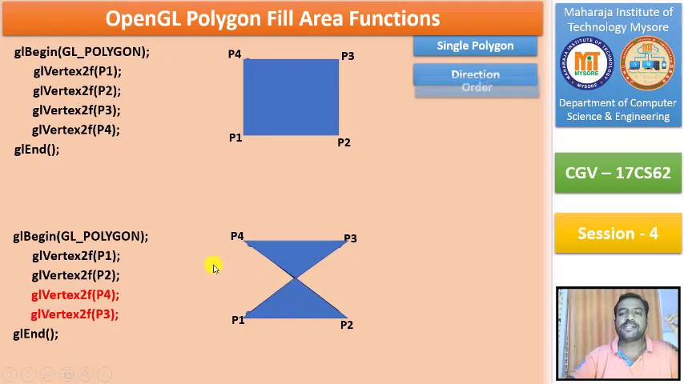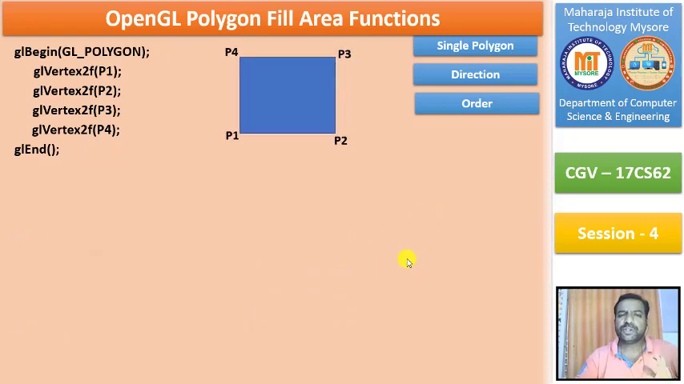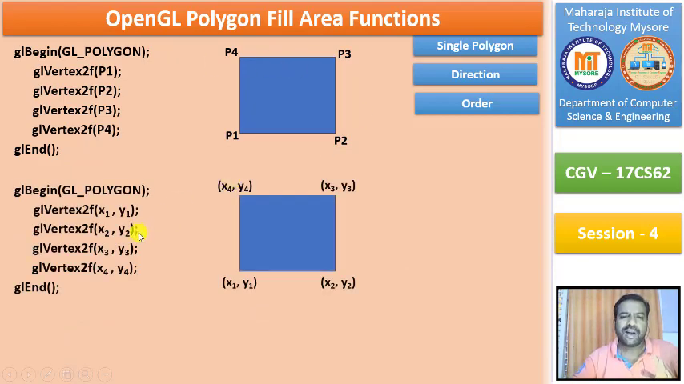Is it fine? Hence, that is why the order is going to matter. The direction is going to matter for front face and back face, and even the order will matter, so that you take extra care that you do not get an unwanted structure of your object. Fine. So now with this OpenGL fill area function, just observe here, I'm going to have a polygon, the same polygon. Now I'm just trying to represent it in a different way.